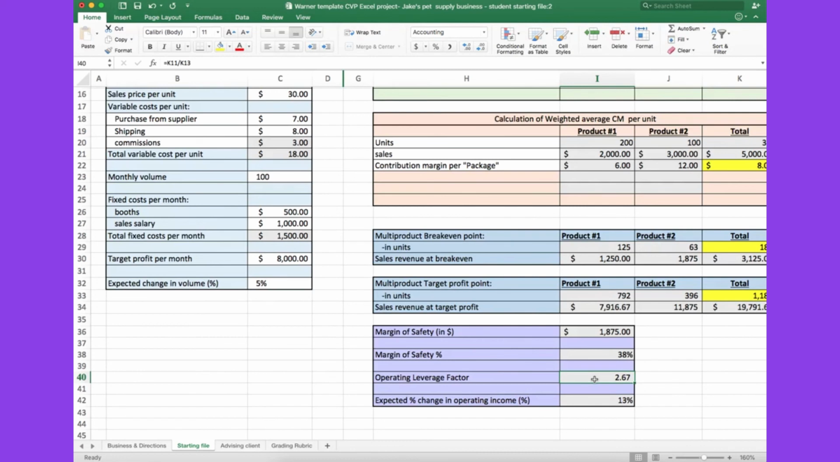Right. So this is everything about how to do this starting file. And the rest of the assignment has you make copies of this, rename it, and save it as additional copies, and then do what's called sensitivity analysis, assuming various changes, which I will have you do on your own.